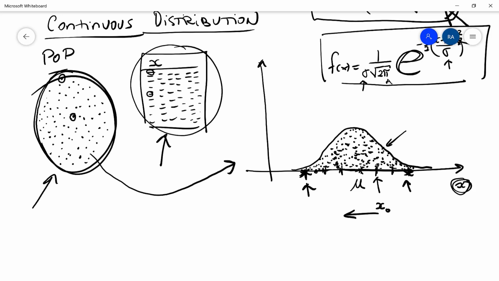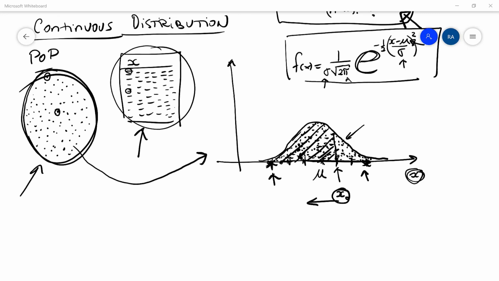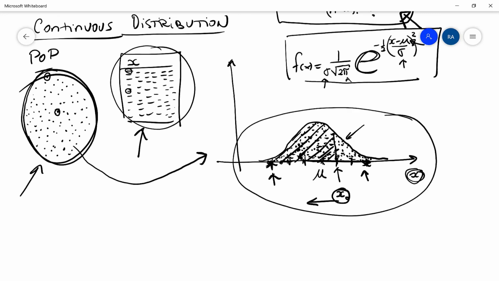We need to count all items of the population that have this measurement and all items that have a measurement below this value. After that, we need to divide by the total number of the population, the total points. But a statistician, instead of counting points, measures area. A statistician states that 100% of all points are under this curve. In other words, they state that the area under this curve should be equal to 1.